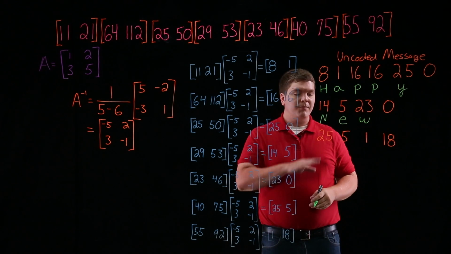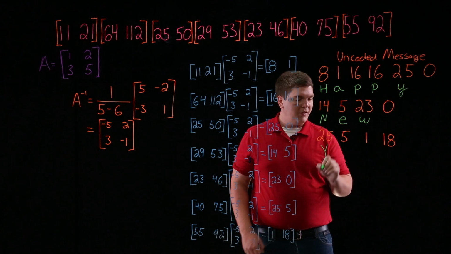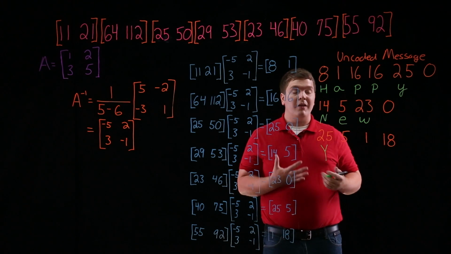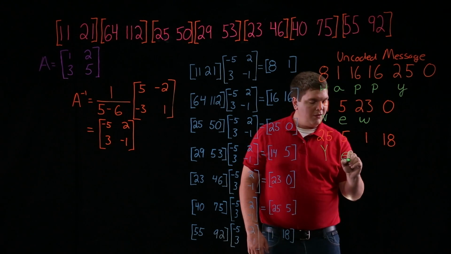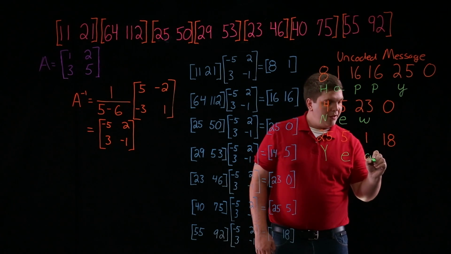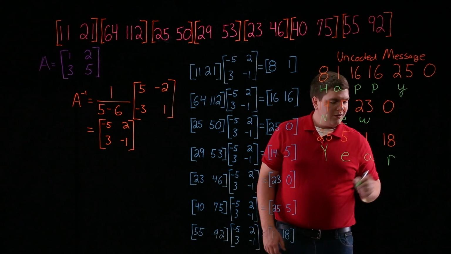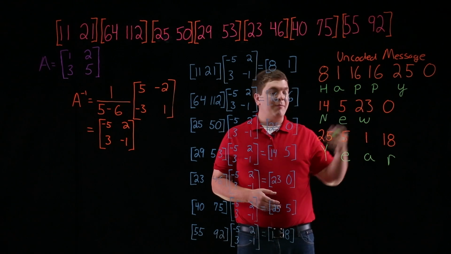Zeros represent spaces. The 25th letter of the alphabet is Y. The 5th letter of the alphabet is E. And the first letter of the alphabet is A. And the 18th letter of the alphabet is R. So the message is Happy New Year.